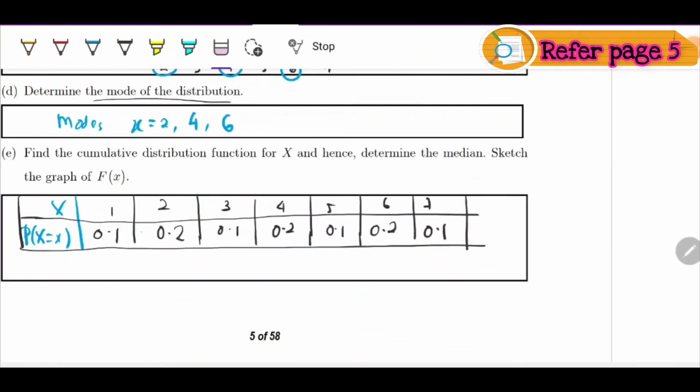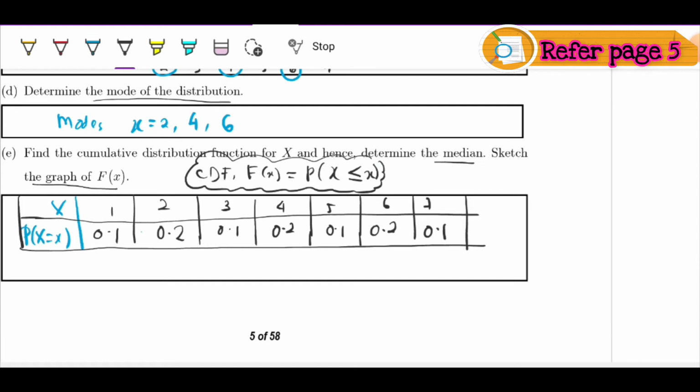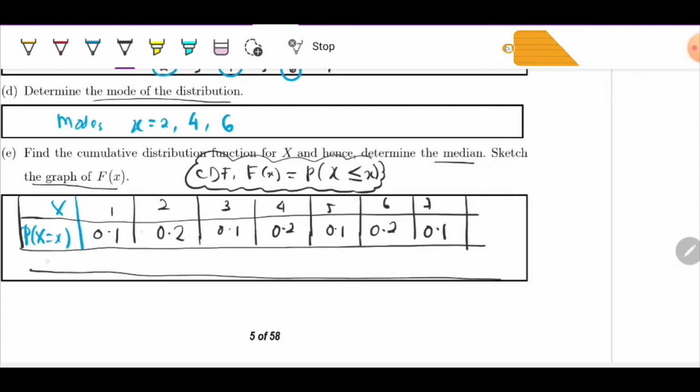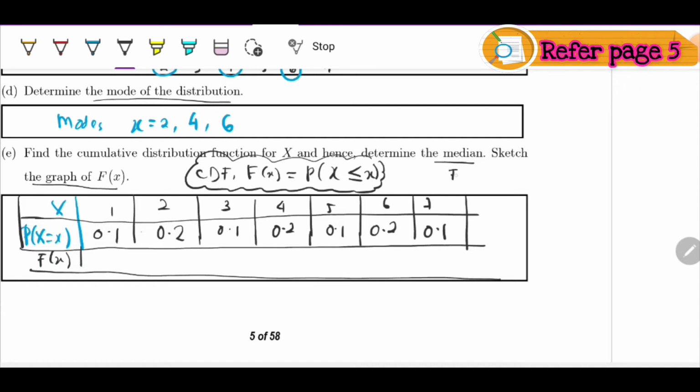E. Find the cumulative distribution function for x and determine the median and sketch the graph. So by definition, CDF or capital Fx is equals with the probability of x less than equals to x. So to find the CDF, firstly, you must add one row below the probability. F1 means Px is less than equals to 1. So the value is 0.1.